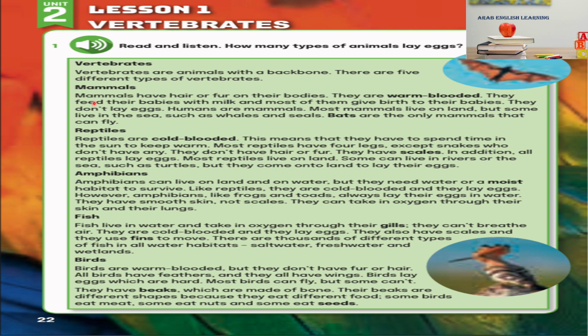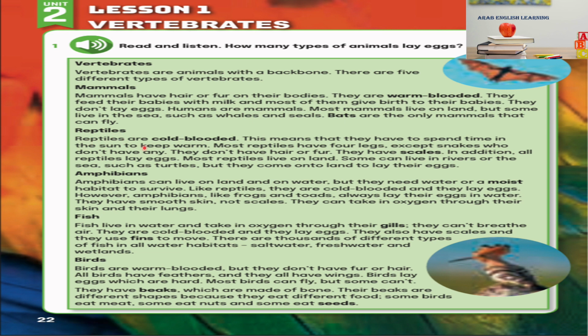Mammals. Mammals have hair or fur on their bodies. They are warm-blooded. They feed their babies with milk, and most of them give birth to their babies. They don't lay eggs. Humans are mammals. Most mammals live on land, but some live in the sea, such as whales and seals. Bats are the only mammal that can fly.